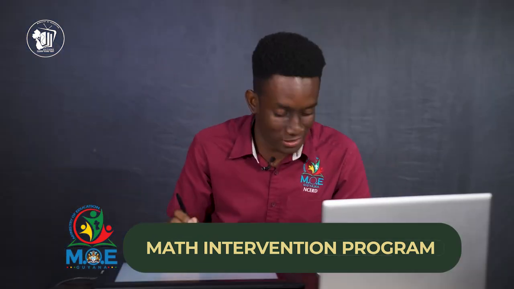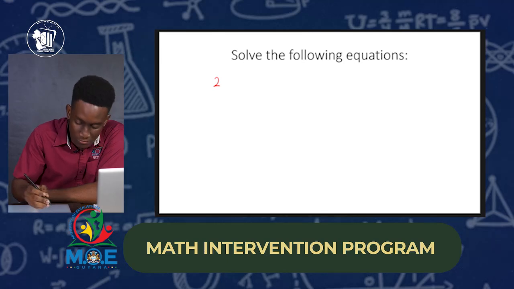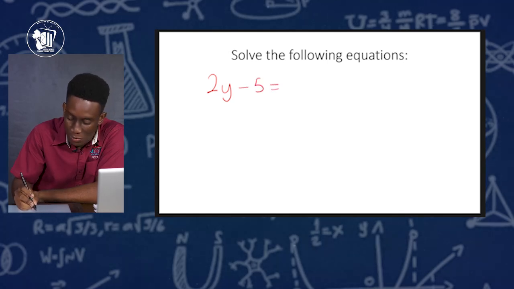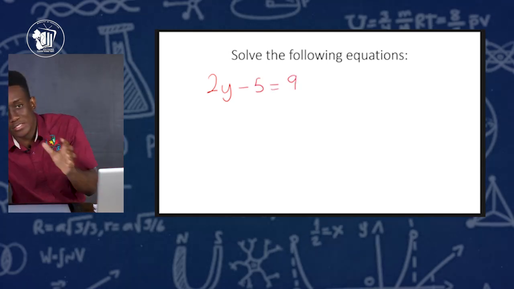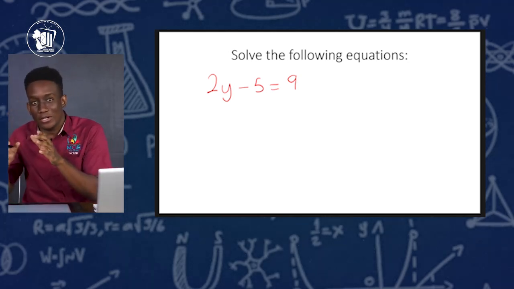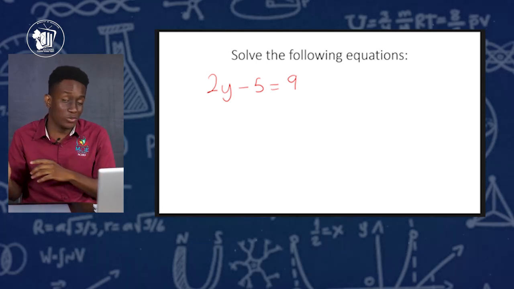Let's take things up a bit. So let's say we have the equation 2y minus 5 is equal to 9. And we want to solve this equation. So these kinds of equations, in which you have a number that is adding or subtracting and then another number that is multiplying, is equal to something.